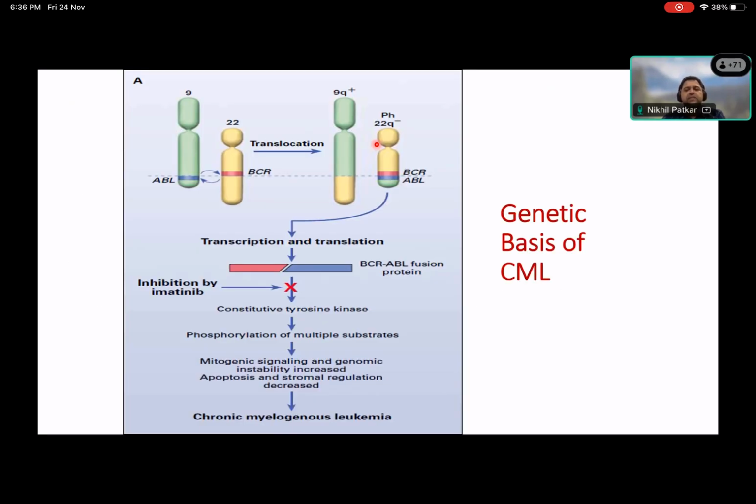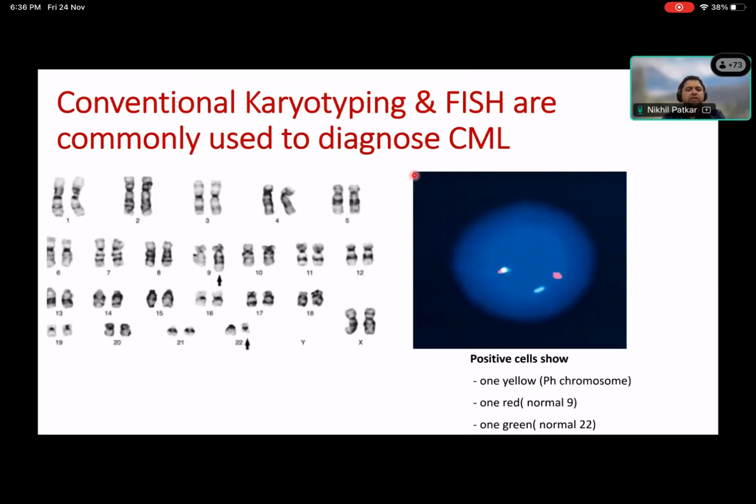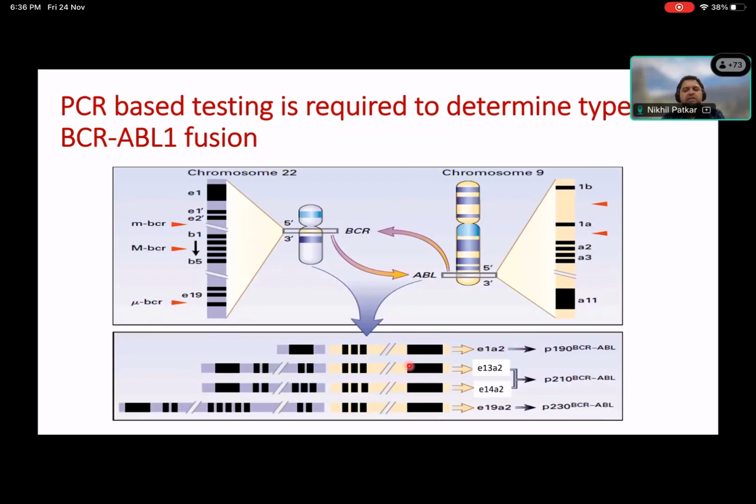As we know, the genetic basis of CML is a translocation between chromosomes 9 and 22, which results in a derivative chromosome with the BCR-ABL fusion protein. This is typically diagnosed by techniques such as conventional karyotyping and FISH, and can also be diagnosed by techniques such as real-time PCR.